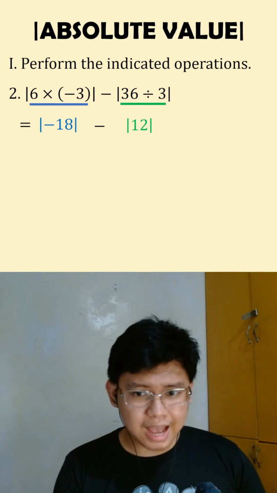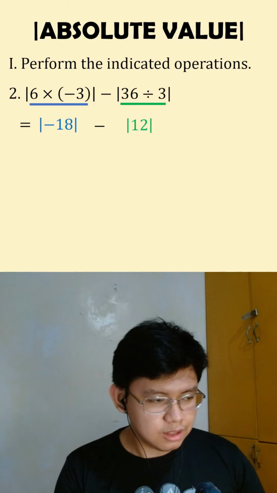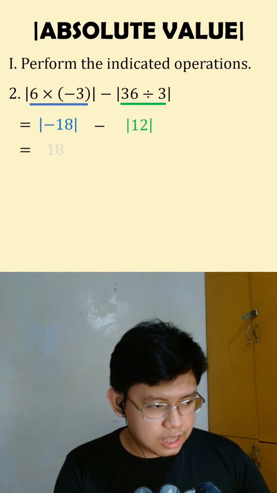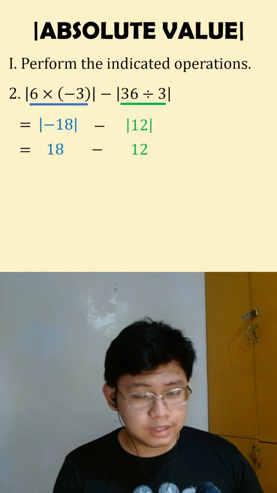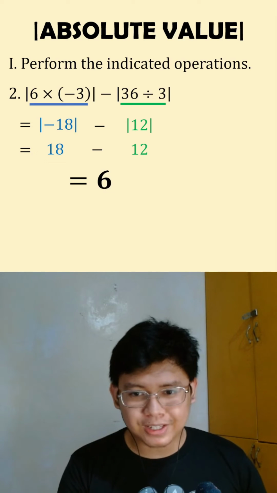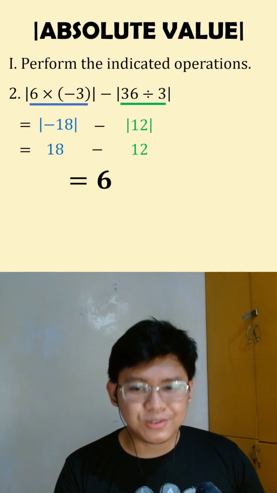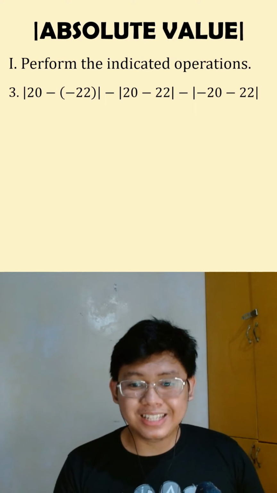Now, let's get the absolute value of each term. So, we have negative 18. Yung absolute value niya is 18. Si 12, yung absolute value niya is 12. Now, let's subtract 18 and 12. That will give us positive 6. And that will be our final answer. Ta-da!